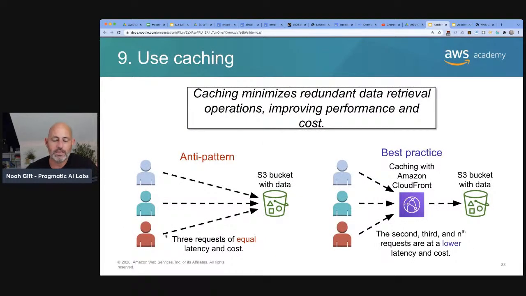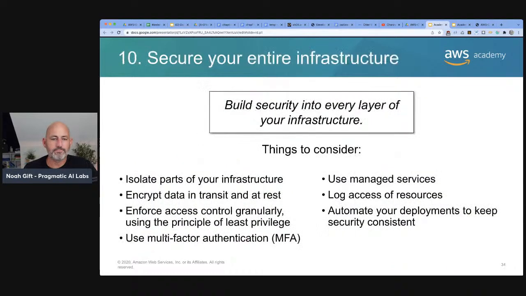Also using caching. Caching minimizes redundant data retrieval operations, improves performance and cost. So again, an anti-pattern would be requesting a bunch of stuff on S3 where maybe you want to cache certain things on CloudFront, because the caching could be a really good latency improvement for the user. And especially you see this with static-based websites.